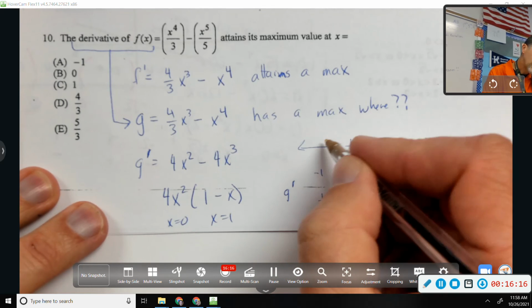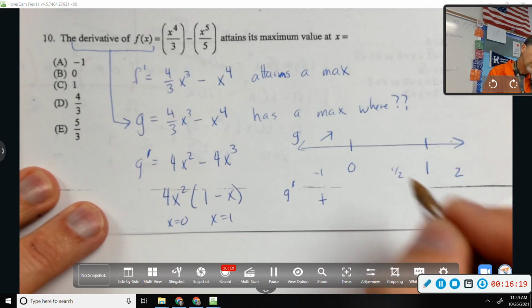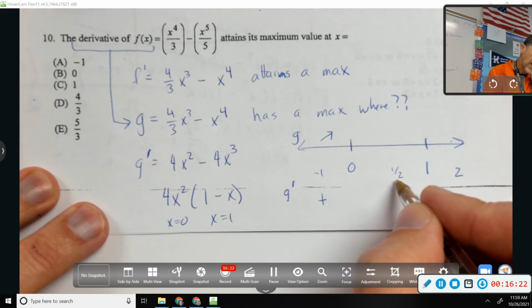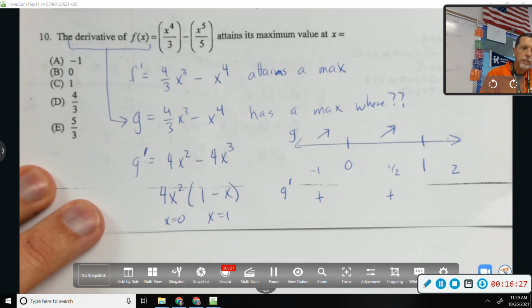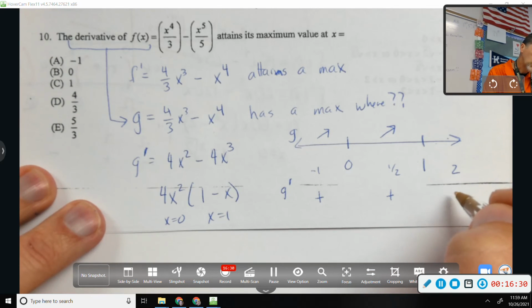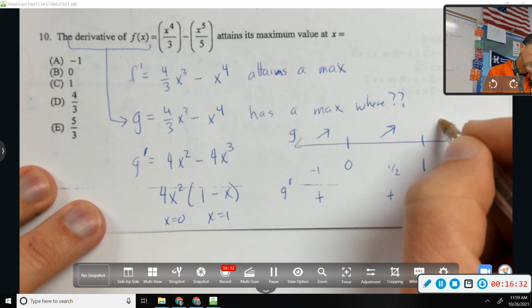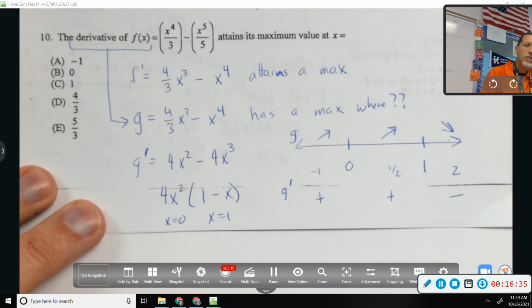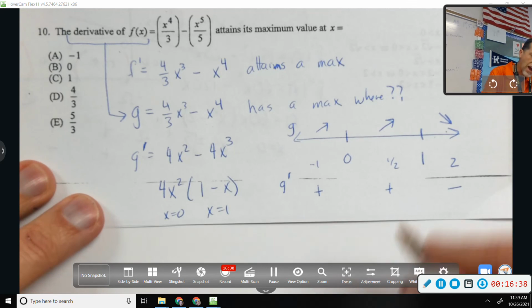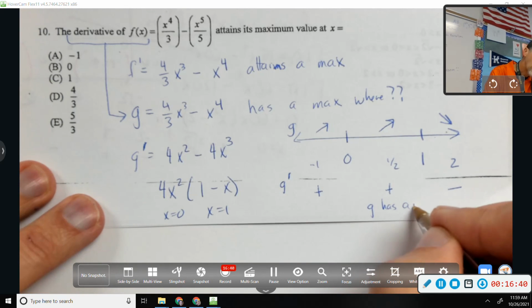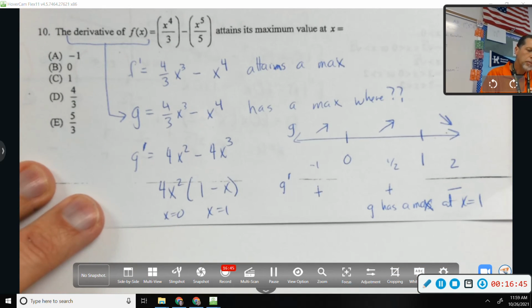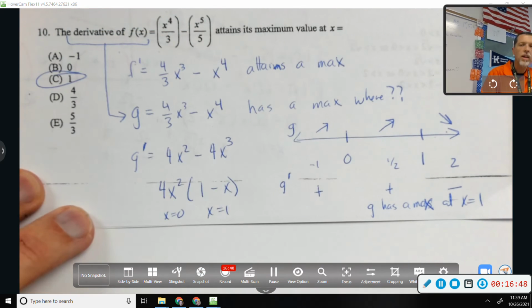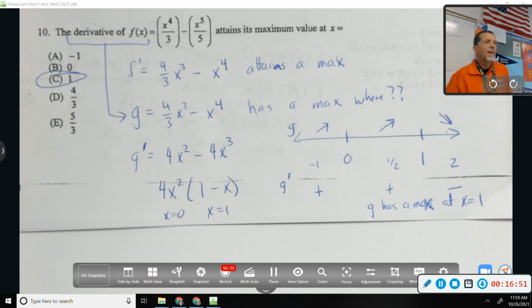I plug in 1/2, I get a positive, so G is increasing there. I plug in 2, and I get a negative, so G is decreasing there. So that means G has a max at x equals 1. But don't tell anybody, yes, that's the second derivative of f that we found.